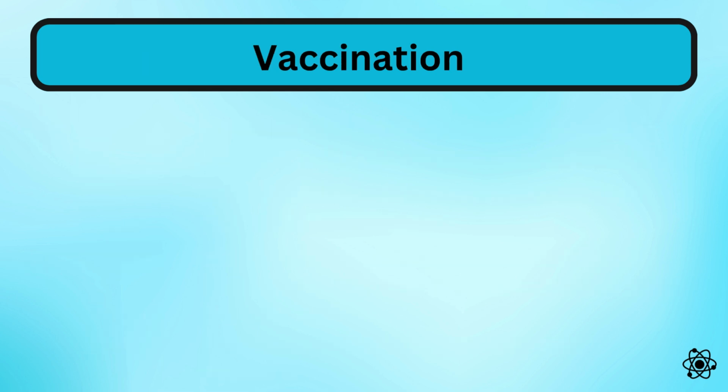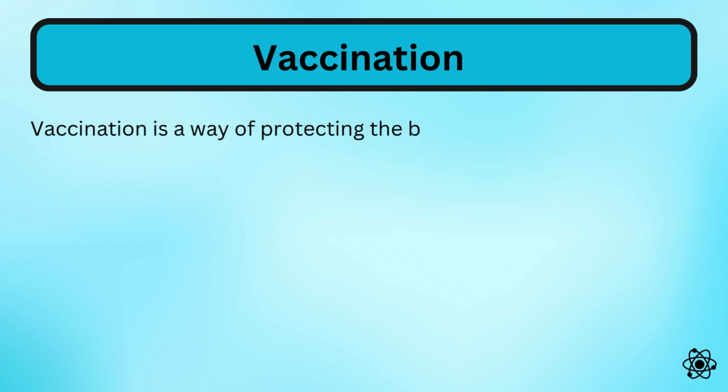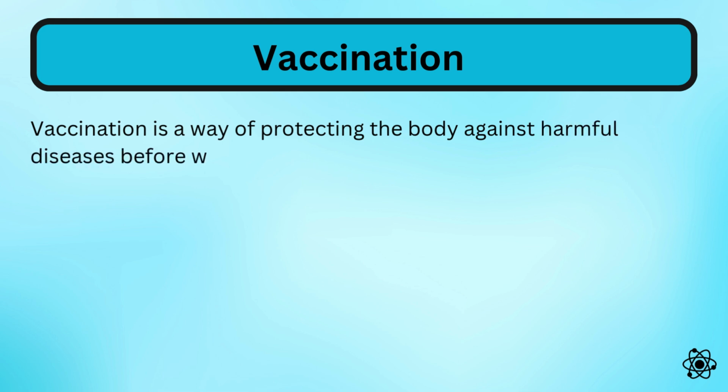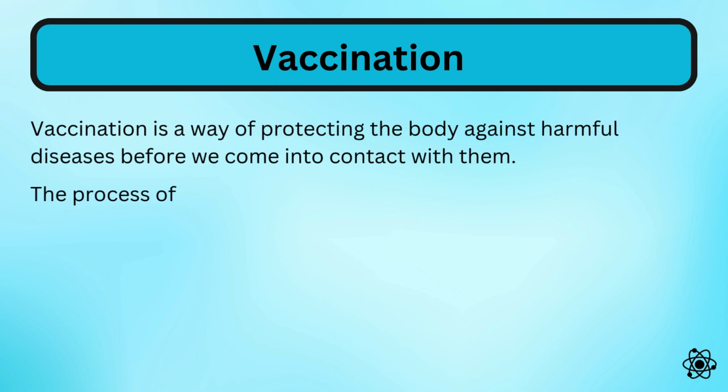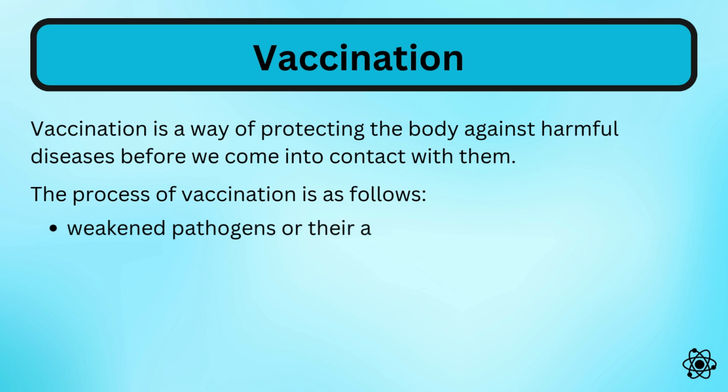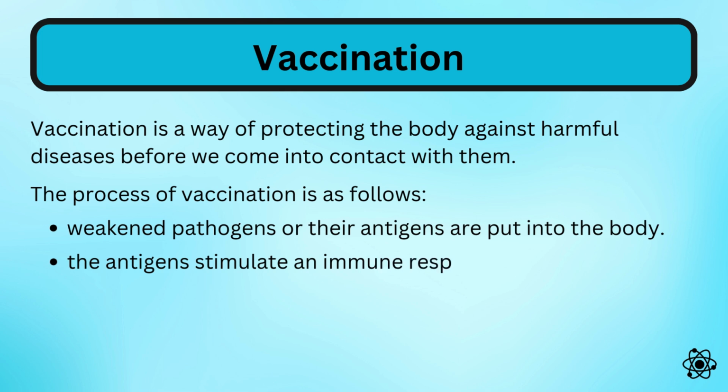Let's move on to vaccination. Vaccination is a way of protecting the body against harmful diseases before we come into contact with them. The process of vaccination is as follows. Weakened pathogens or their antigens are put into the body. Since the pathogen is weak, it cannot cause illness, but it can trigger an immune response. The antigens stimulate an immune response by lymphocytes which produce antibodies.